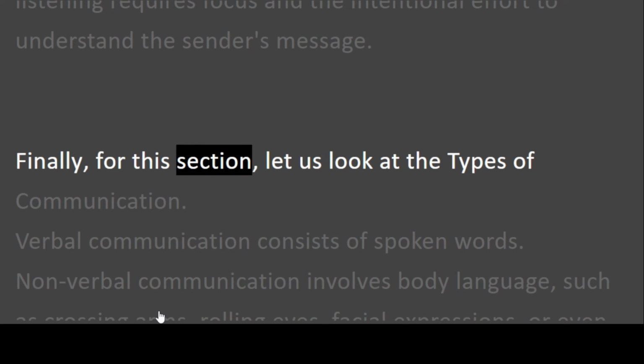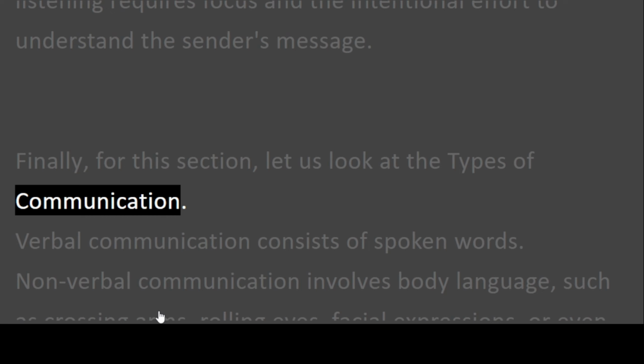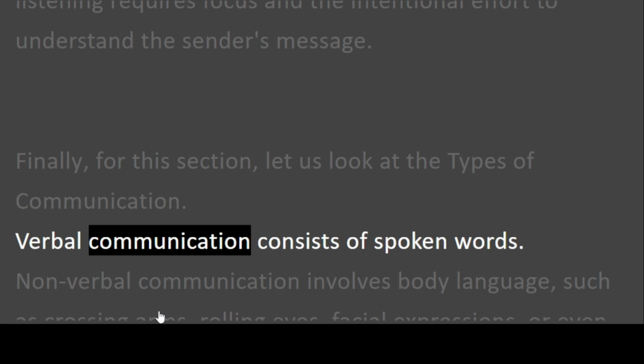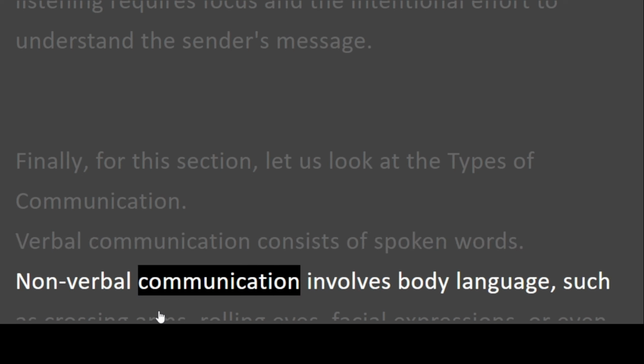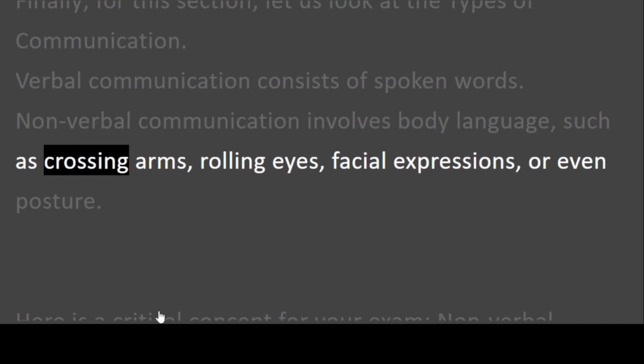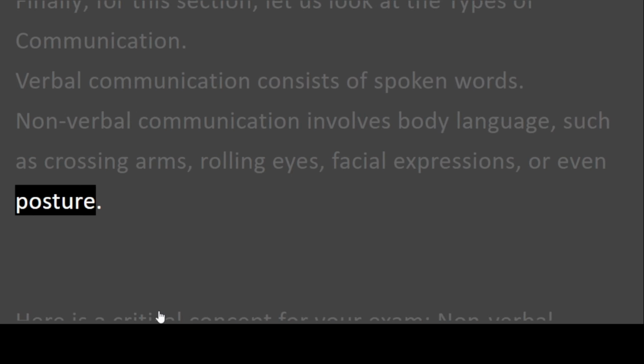Finally, for this section, let us look at the types of communication. Verbal communication consists of spoken words. Nonverbal communication involves body language, such as crossing arms, rolling eyes, facial expressions, or even posture.